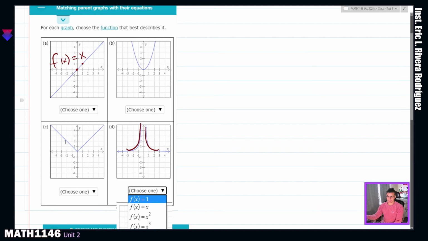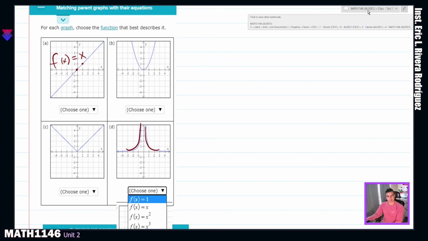Again, the way you answer this is using the library of functions. Based on the library of functions, you can identify the equation of those functions. No written work for this one.